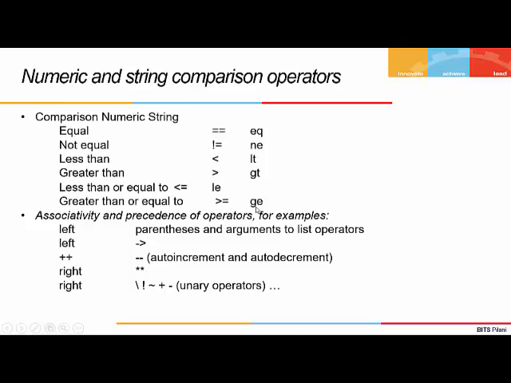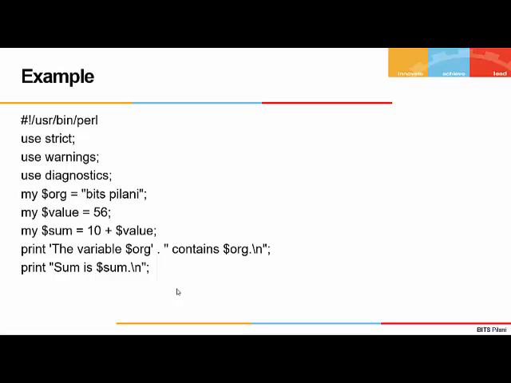Okay, the same way you have greater than or equal to, and the associated precedence of operators. For example, on the left, the parentheses and the arguments to it will be listed on the left side. This gives the precedence towards the left, and the plus and minus, the auto increment or auto decrement, have precedence to the right, and these are the unary operators. There are a lot of different associativity and precedence operators. I request all of the students to get to know them, the same way they used to learn in different programming languages. You need to know the precedence of the operators once you start writing scripts. Okay, so this is an example.